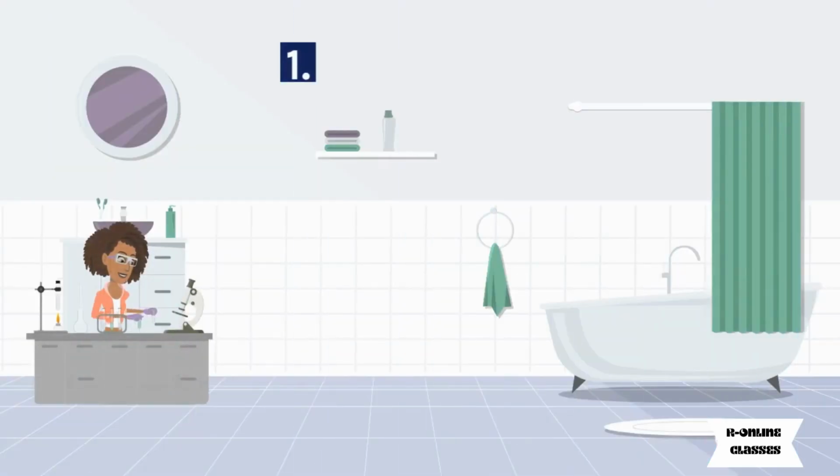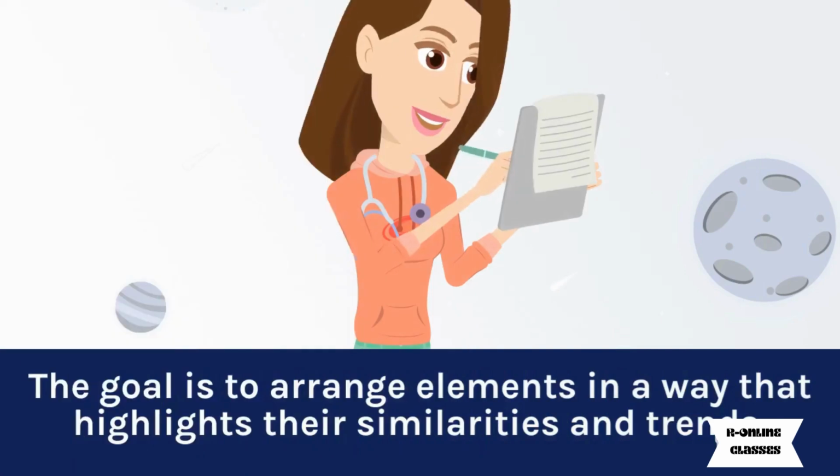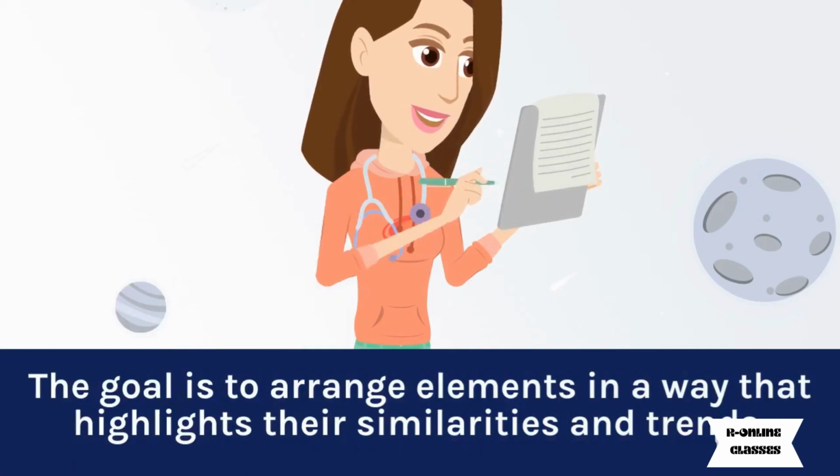1. Classification of elements. Elements are classified based on their atomic structure, chemical properties, and physical properties. The goal is to arrange elements in a way that highlights their similarities and trends.